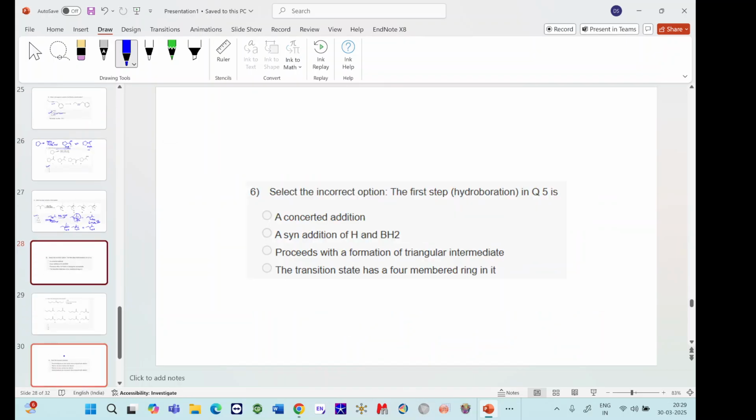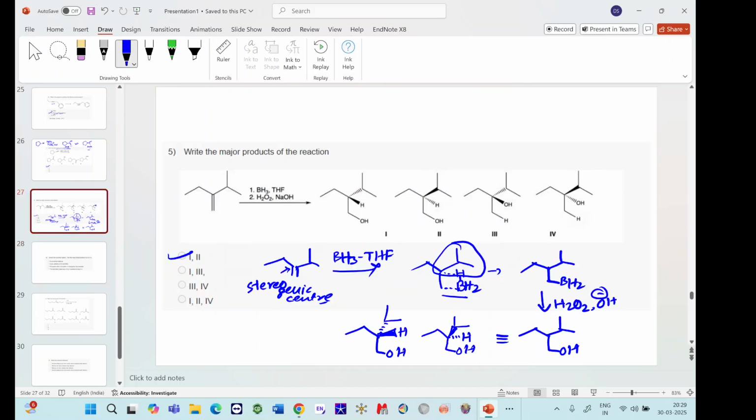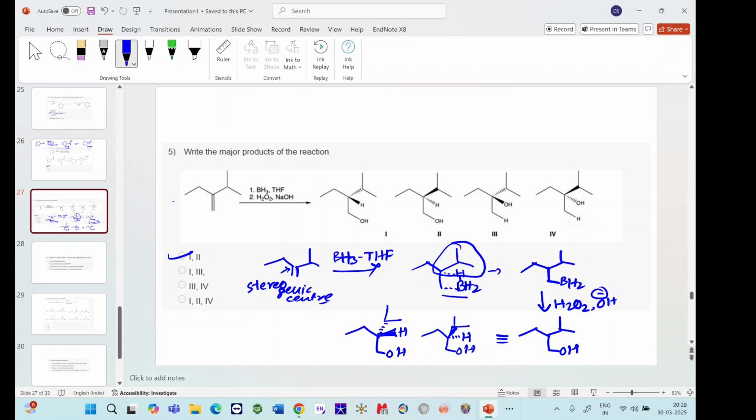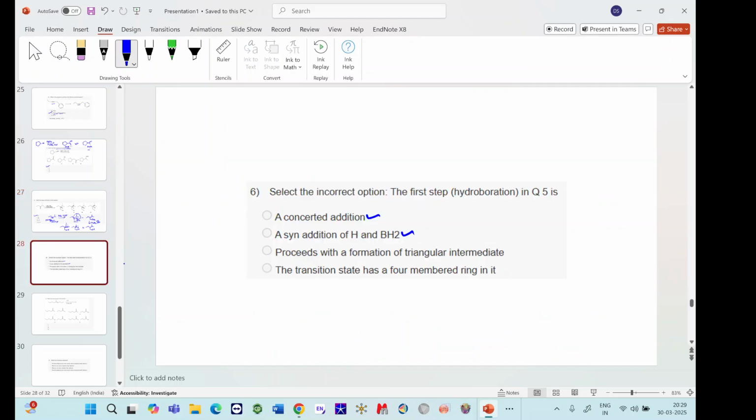Next is select the incorrect option, the first step hydroboration in question 5. So the last question, first step, is a concerted addition. This is right. A syn addition of H and BH2. This is also right. Proceeds with the formation of a triangular intermediate. This is not right. This is not a triangle. This is a square type or rectangular type intermediate, not a triangle. So this is wrong. And the transition state has a four-membered ring. Yes, this is a four-membered ring. This one will be the incorrect one.